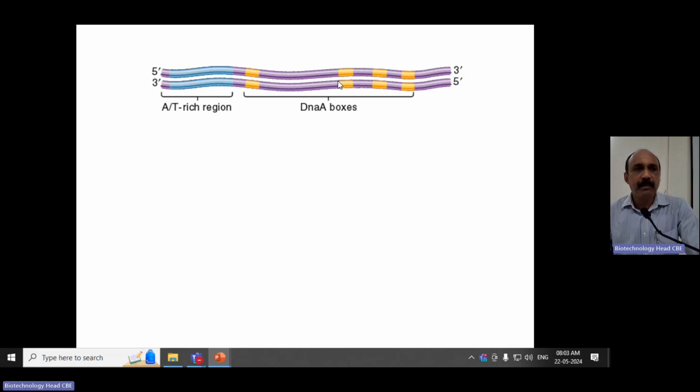So we can just understand how it happens, not remembering all those proteins, because eventually we will forget all the proteins, and it is still being researched how the replication occurs, right?